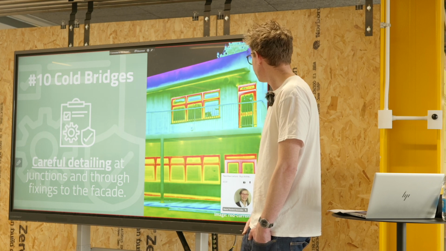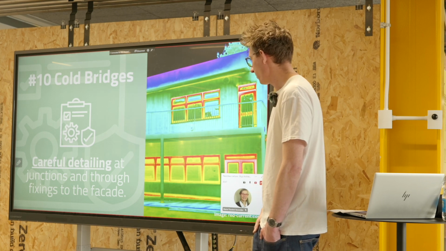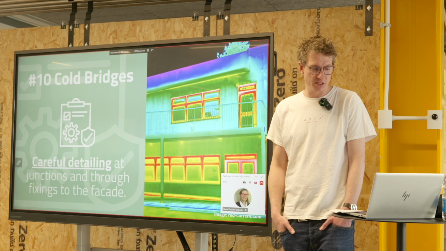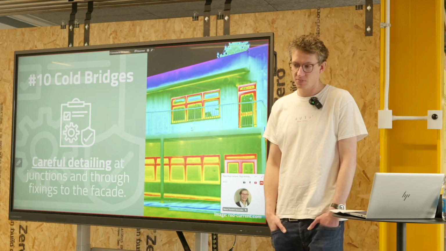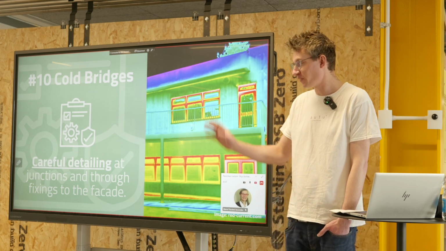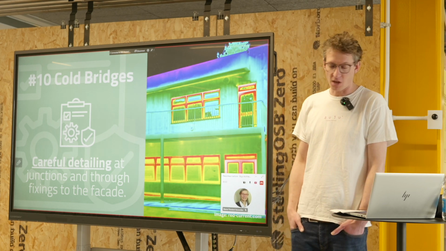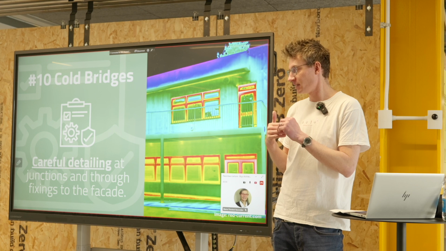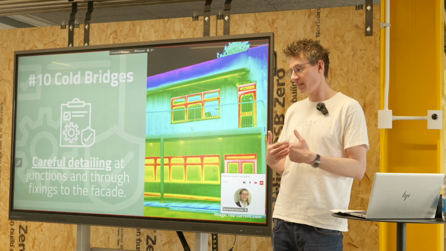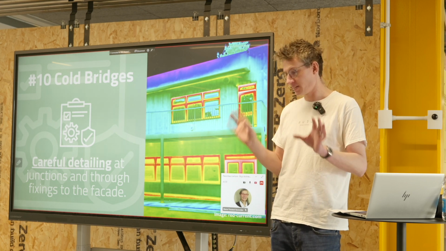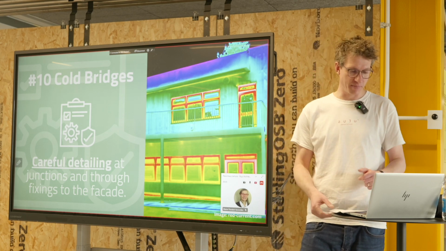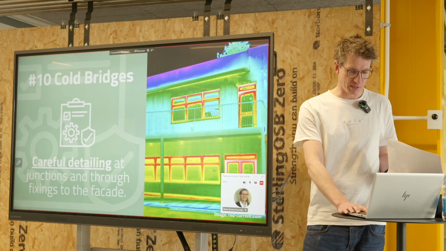So even on new buildings, I was scanning some of the new towers in Manchester a few weeks ago, and it's still the same story really. It's often the junctions around windows that aren't properly considered. Often what you should be doing is lining the reveals of windows, the head and the side and the jambs and the sills to make sure that there's reduced cold bridging basically.